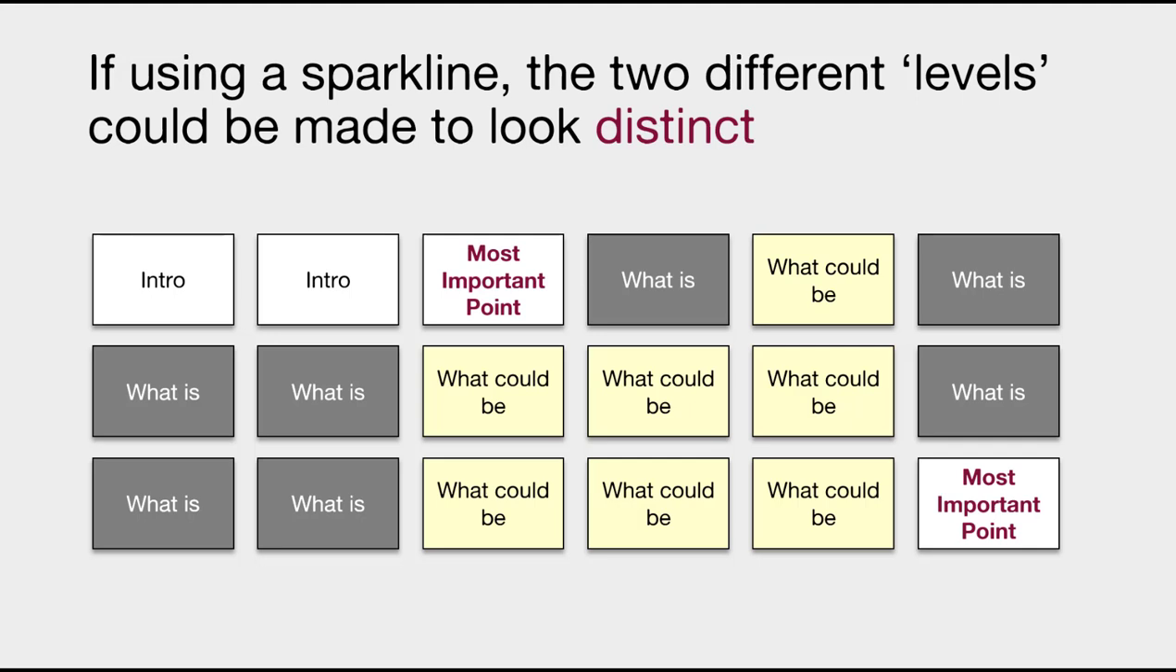If you're using the sparkline structure, you can make the two different levels look distinct. This can really help the audience get the point better. You can use brighter colours for the what could be slides and duller, more neutral colours for the what is slides. A bit like a home makeover programme on the television, where the old room is shown in a washed out monotone colour and then transformed into one that's all bright and cheerful and colourful. It can seem a bit contrived, but it actually works to emphasise the two different states.